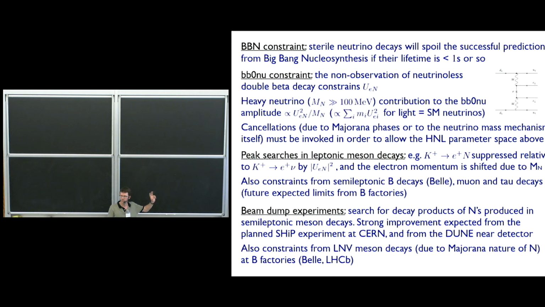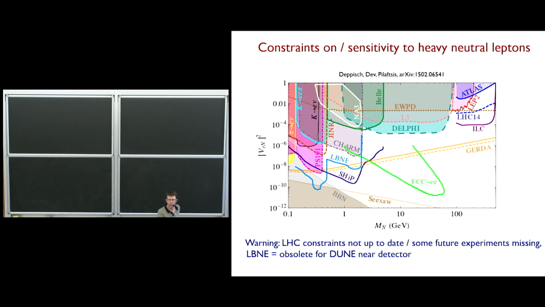This is the case of the so-called inverse seesaw mechanism. So this limit is actually model dependent. One should not take it at face value. So now let us comment on the other experimental constraints.